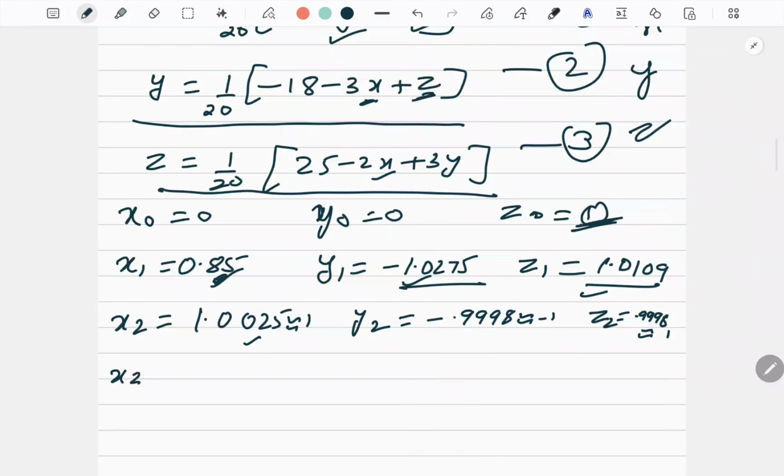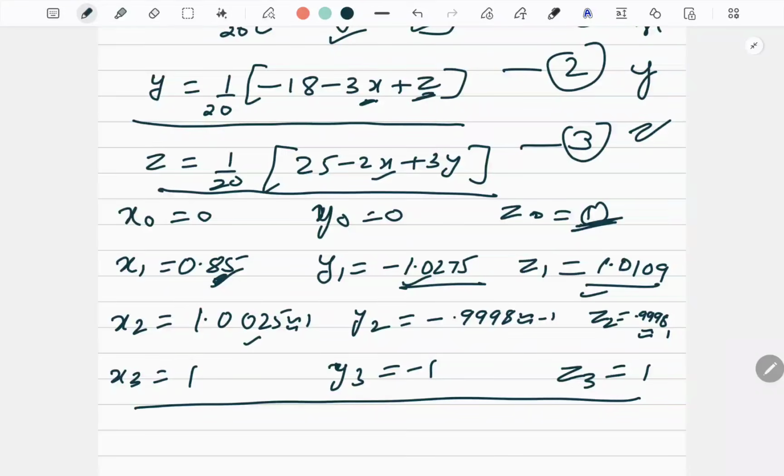Then again when you compute x3, it will be 1, y3 will be minus 1, z3 will be 1. So now see, it is a repetition, because my x2 and x3 values are the same, y2 and y3 are the same, z2 and z3 are the same. So I will stop and say this is the answer.